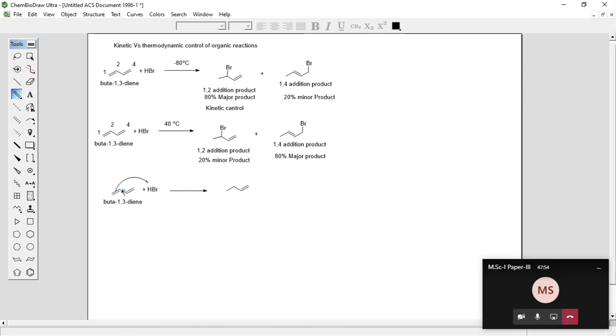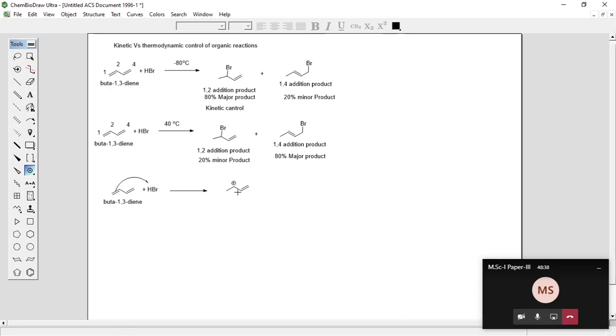Suppose this H plus adds to this terminal CH2, so you will get this allylic carbocation. Okay, so it is an allylic carbocation, or you can say it's a secondary carbocation. After the rearrangement of this carbocation, this double bond will delocalize here to stabilize this carbocation via resonance. The allylic carbocation is more stable and it gets stabilized by resonance.